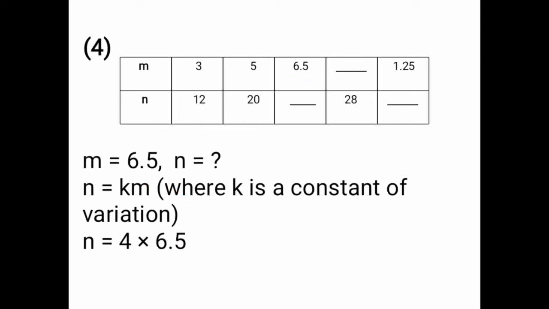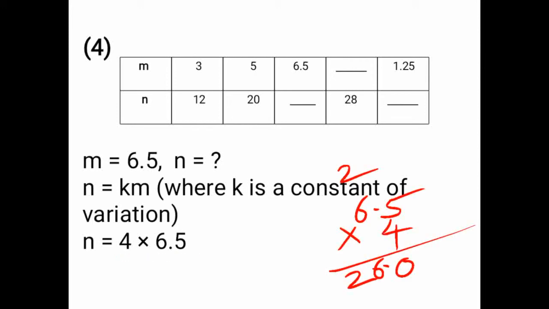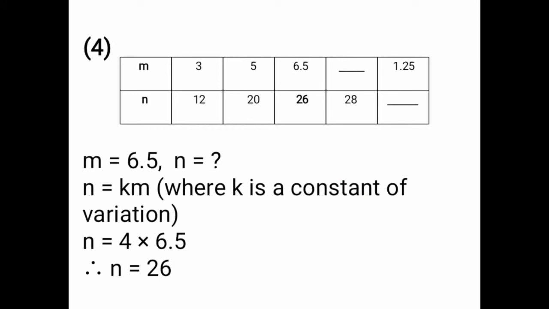Now multiply this 4 into 6.5. I have multiplied here 6.5 into 4. I am getting the answer 26. Here one decimal point is there. Before one digit you have to put decimal point. Therefore N is equal to 26. 26 you have to write answer here. If you got the value of N is equal to 26, because here blank is gone, I wrote the answer here.